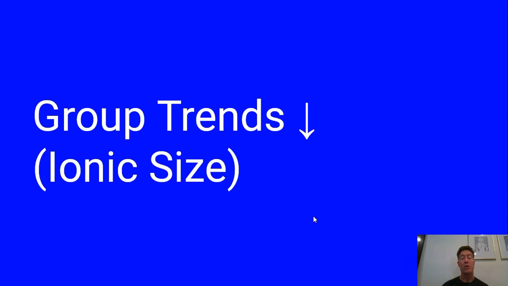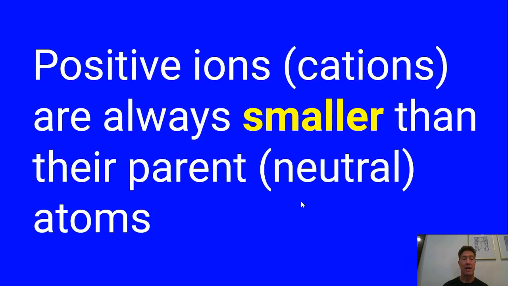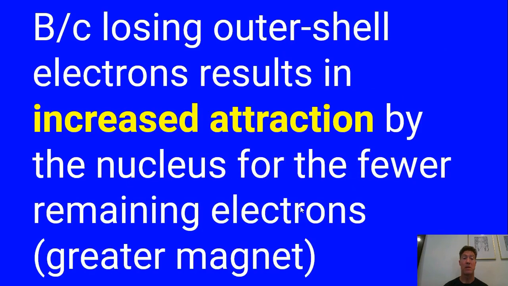Let's look at group trends referring to ionic size. We know that positive ions will always be smaller than their parent atoms. And this is because they lose their outer shell electrons. And so what's left? Well, the remaining electrons experience increased attraction by the nucleus for the fewer remaining electrons, effectively making it a greater magnet. And so they get pulled dramatically closer, not just a little closer. Their size reduces by about half.